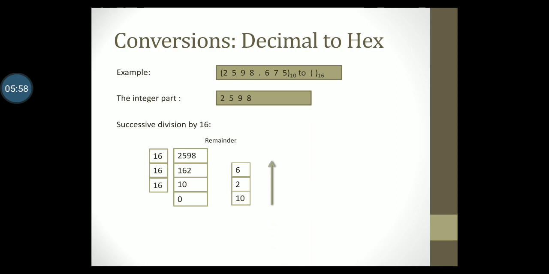We read the answer bottom to top. Thus the integer part of the hex number becomes A26, where A is nothing but a representation for decimal 10.